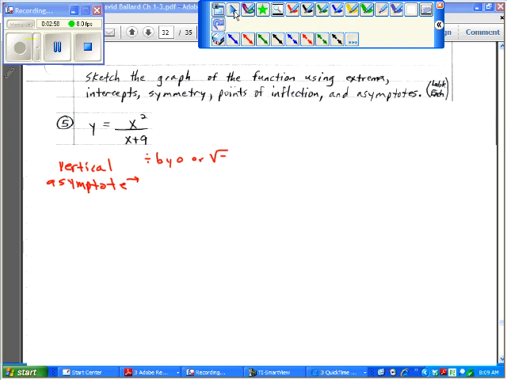So we realize then if we figure out where there's a division by 0 error, if the denominator x plus 9 was equal to 0, then that would create a division by 0 error. So if we subtract 9 from both sides, we would get x is equal to negative 9. So that tells me that there is a vertical asymptote at x equals negative 9. Okay, now horizontal asymptote.